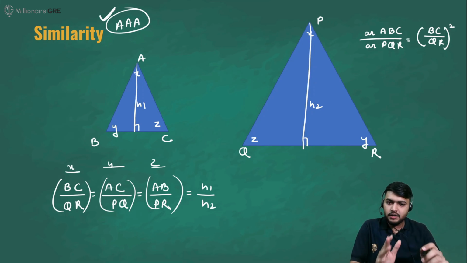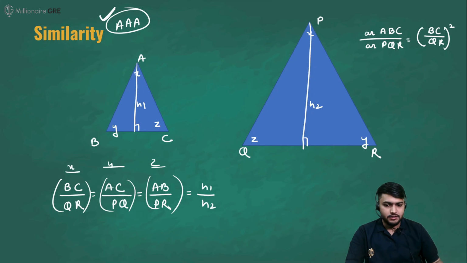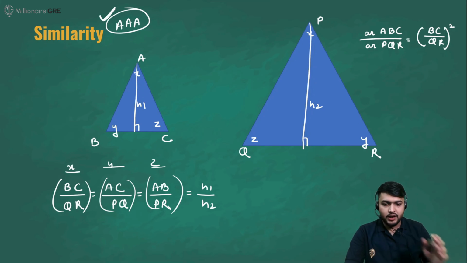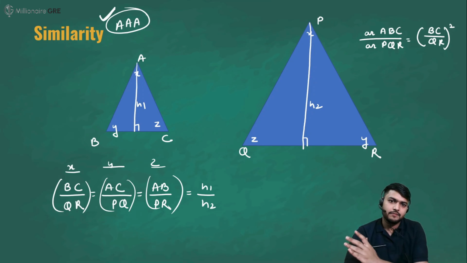If two triangles are similar, they have the same ratio of sides. How do you write the ratio of sides? You look at the opposite angles. The side opposite to angle x in the smaller triangle upon the side opposite to angle x in the larger triangle will be equal to the ratio of sides opposite to angle y, which will be equal to the ratio of sides opposite to angle z. And the ratio of heights is the same as the ratio of sides.